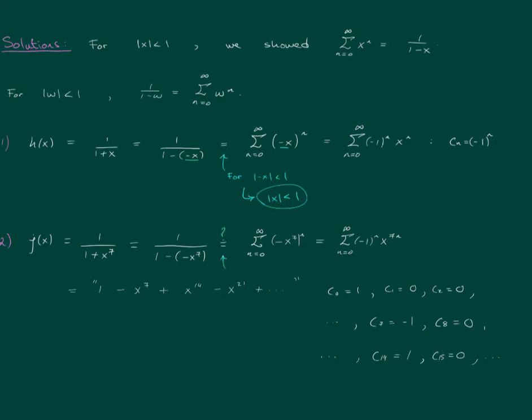Now, when is this equality valid? I can't always write this. This is valid for, well, what's the thing I'm plugging in? Minus x to the 7. Its absolute value less than 1. That's the same as absolute value of x to the 7 less than 1. Which of course is the same as absolute value of x less than 1. So we found a power series representation for h and for j, and we found where they're valid. And we've identified the cn.